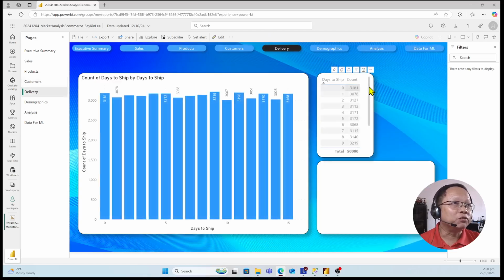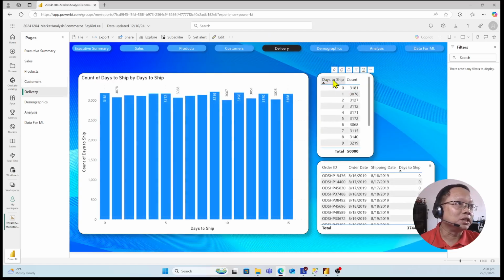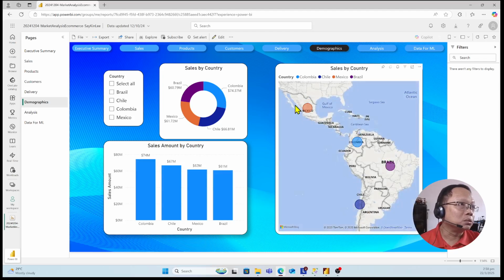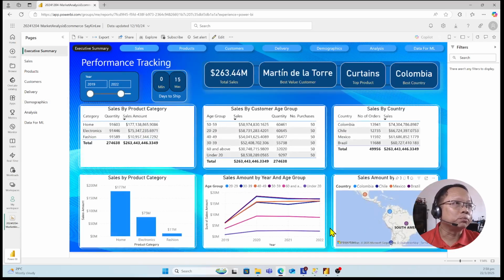So we also have delivery. So there's days to ship for this data set. There's also demographics, from Mexico, Colombia, but I'm not sure we are able to do this, but we will try. Okay, so this is what we are going to do. Likely we will have the same design and format. Okay, this is my capstone project.